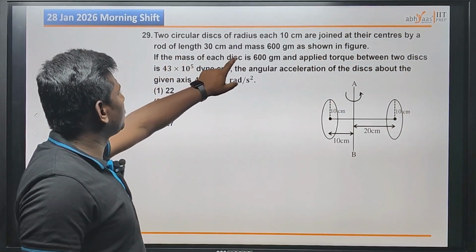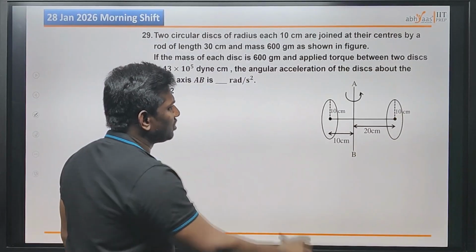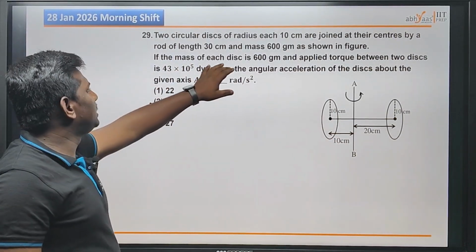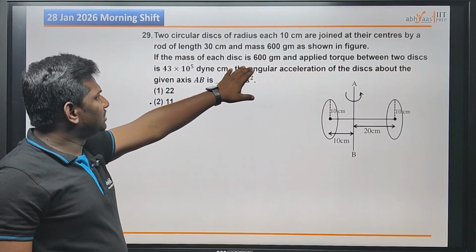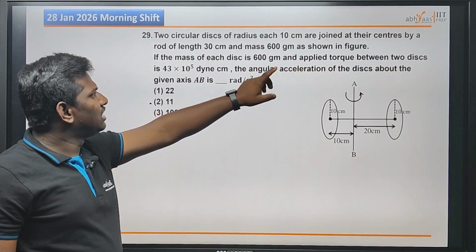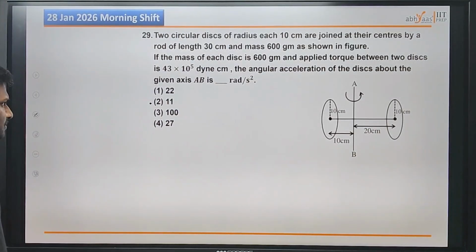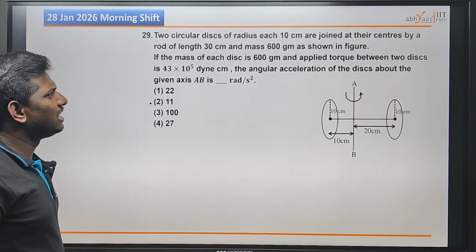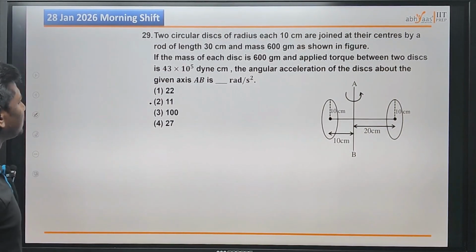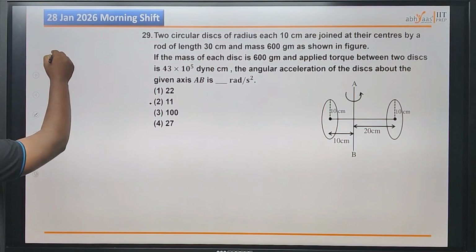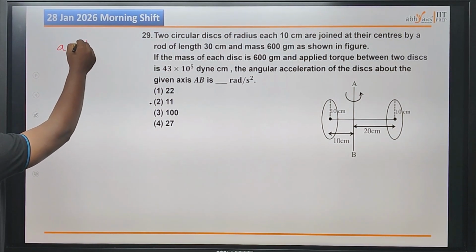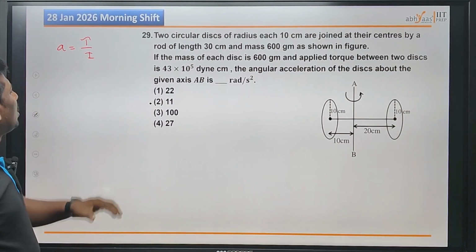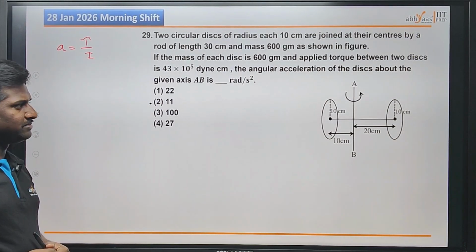length 30 centimeter and mass 60 grams. One more rod is there, mass they have given and the length they have given as shown in figure. If the mass of each disc is 600 grams and applied torque between the two discs, they have given torque, the angular acceleration of a disc about the given axis is. So see, acceleration can be written as torque tau by I. What is the primary task? You have to find the moment of inertia.